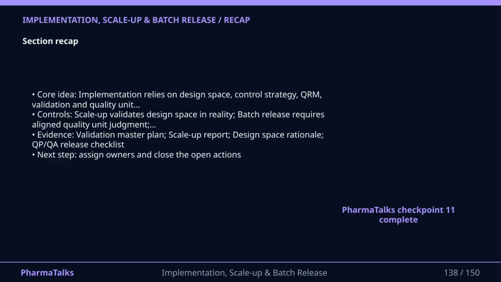Moving forward, the next crucial step is to assign clear ownership for all remaining tasks and to close any open actions. This ensures accountability and progress toward finalizing the batch release. With this, we have successfully completed PharmaTalks Checkpoint 11, covering all aspects of implementation, scale-up, and batch release.